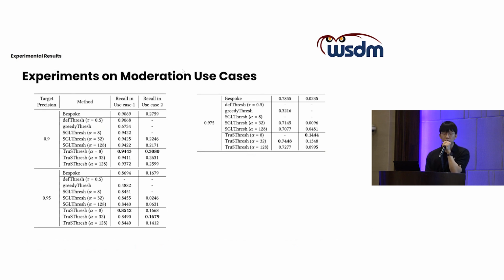This is the results of our first experiments. TrustThresh achieves the best recall while successfully meeting the target precision. Dash is used for the case where it fails to meet the target precision. Interestingly, low alpha value tends to yield the better recall.